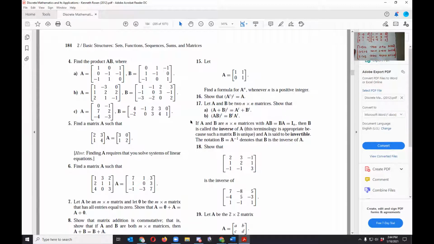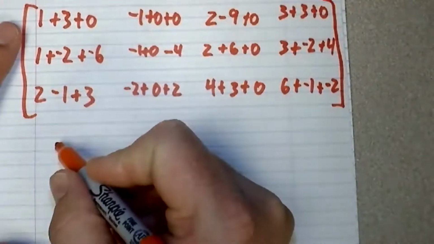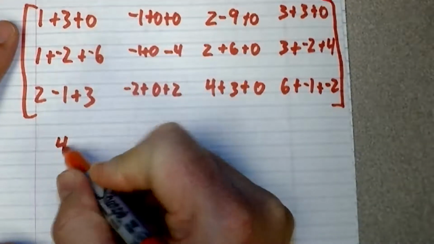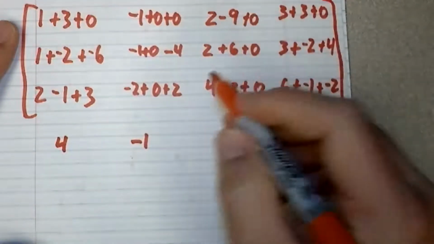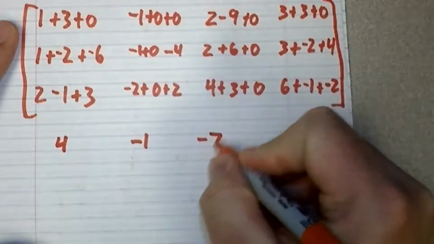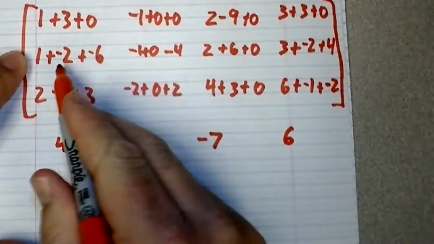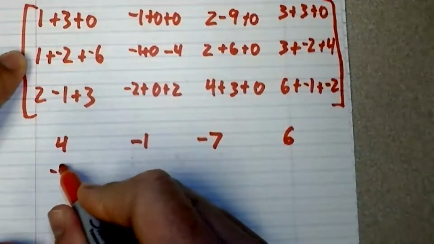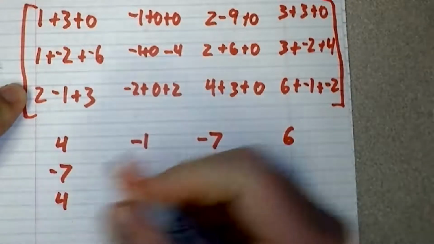We've got 1, 2, 3 rows. We've got 1, 2, 3, 4 columns. Now we just need to simplify this right quick. So I apologize, I should have done that sooner. There's that. And now I'm just going to simplify it. So 1 plus 3 plus 0 is going to be 4. Negative 1. Oh boy. That's going to be negative 7. And that's going to be 6. This is going to be negative 8, 7, negative 7. And this is going to be 5 minus 1 is going to be 4.